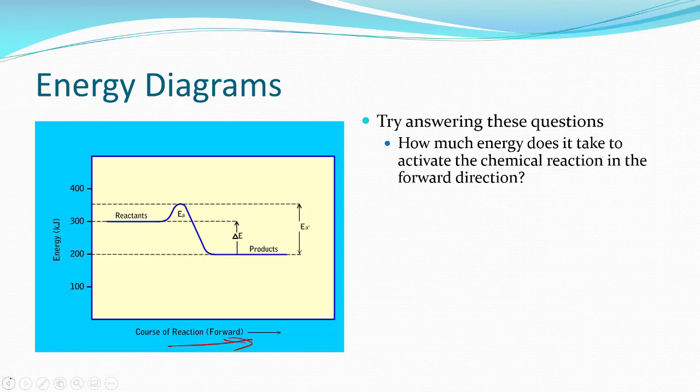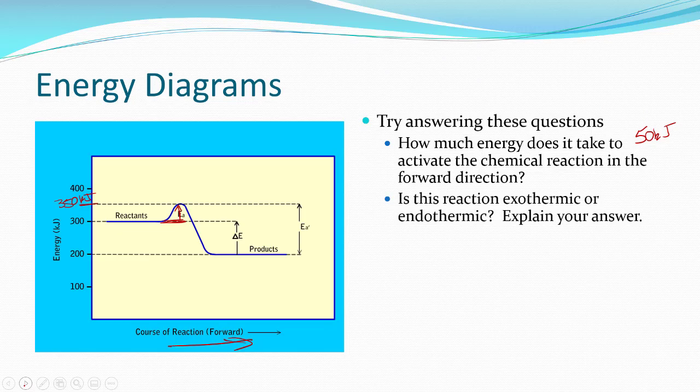All right, so in the forward, that means we're going from reactants to products. So reactants up to the peak of the graph. So if I look at that and I go, oh, that's at 300 for the reactants, and the activation energy appears to be at about, this looks like about 350 kilojoules. So I would say that the activation energy would actually be 50 kilojoules. Make sense how I got that? Okay. Let's try the next question here.